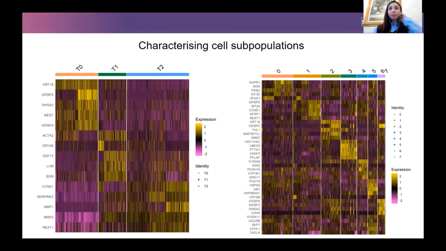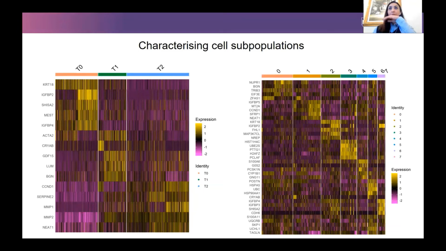Then we performed the analysis to identify the markers that are specific to each cluster. So we did that for time, and we did that for clusters as well. And as you can see here, T2 cells are more heterogeneous, as you can see in the expression as well. I'm just showing the top 5 markers.